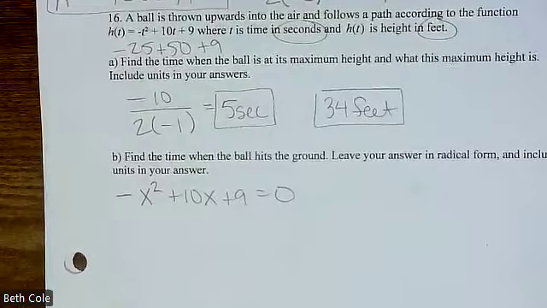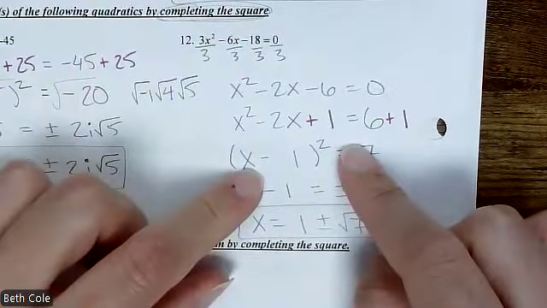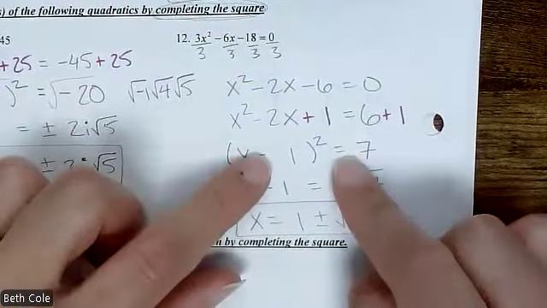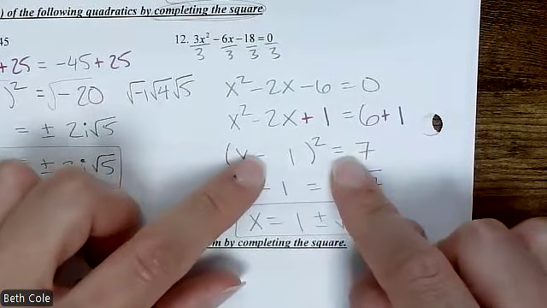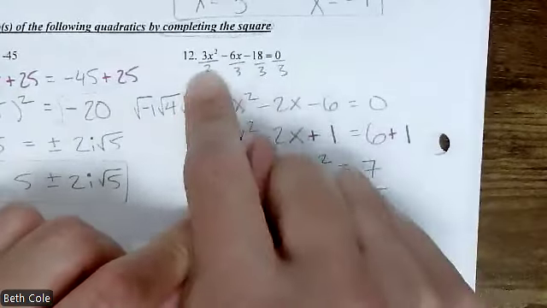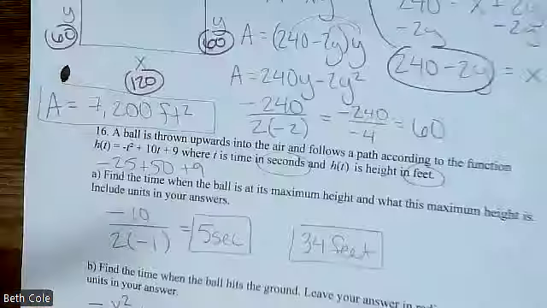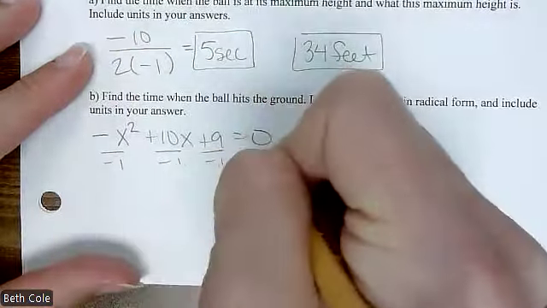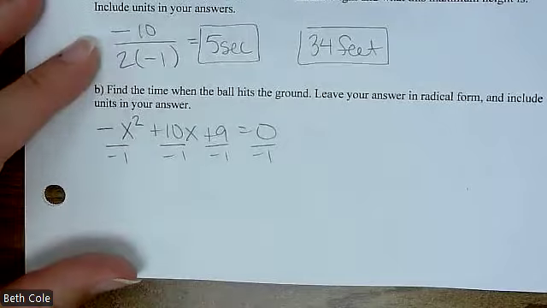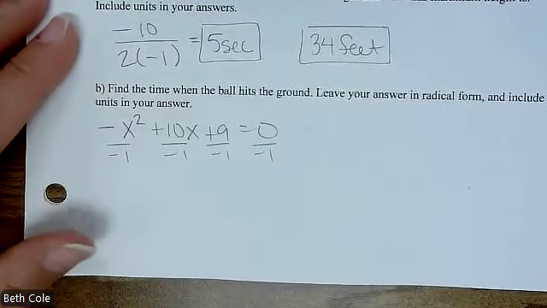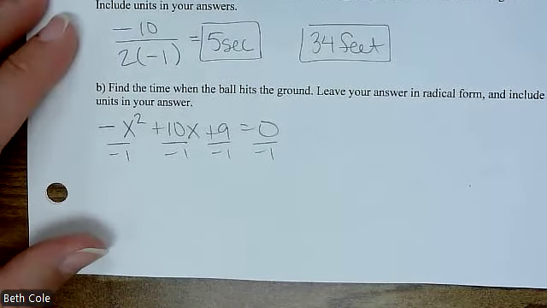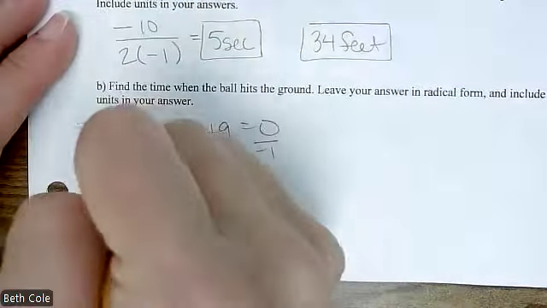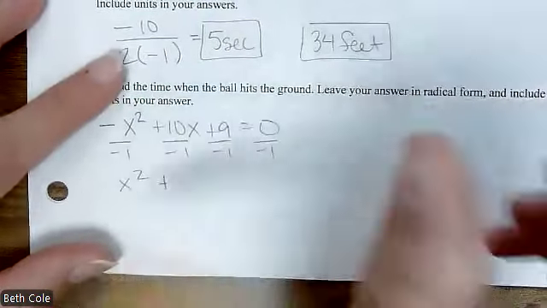This problem is now exactly like number 12. It is exactly like number 12. We're going to do literally the exact same thing. Do you see how in number 12 we divided everything by 3? In this one, we're going to divide everything by negative 1. It is the same problem. It is not any different. So when you divide by a negative, everything just changes sign.